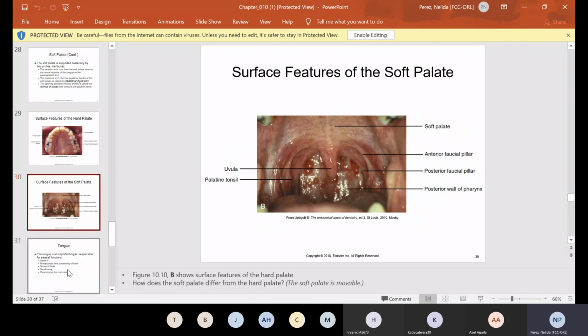And then here, these are the surface features of the soft palate. So again, here's the lighter color of the soft palate that has what's called a uvula. Now, a lot of people say that's my tonsils.